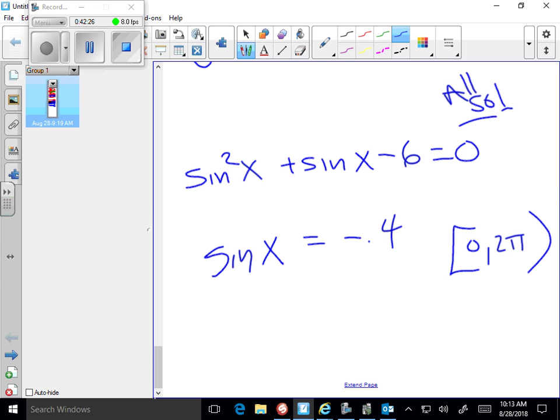5, 4, 3, 2, 1. Are you in radians? I got 3.553 and I got 5.872, which is pi minus inverse sine of negative 0.4 and 2 pi plus inverse sine of negative 0.4.